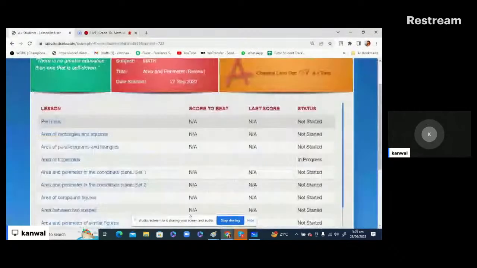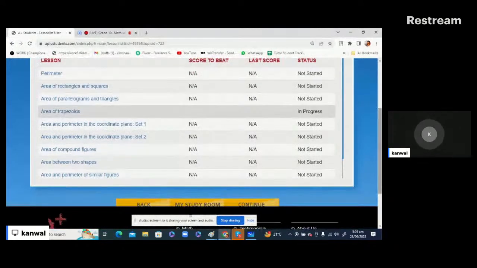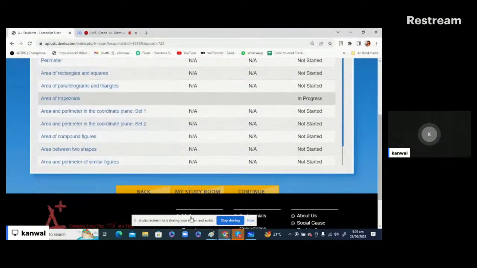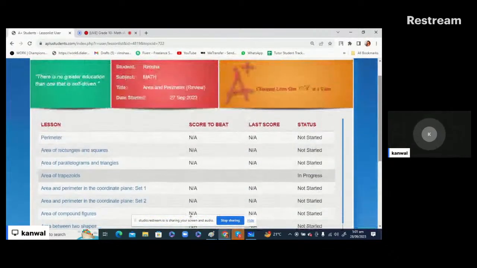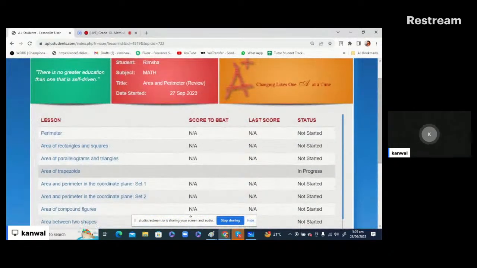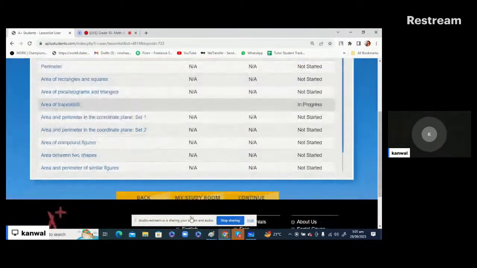Okay, here are the names of the lessons. The chapter is already open, that is area and perimeter. So, area of the trapezoid first.